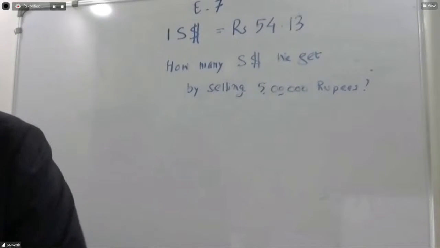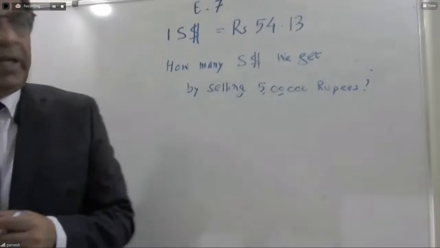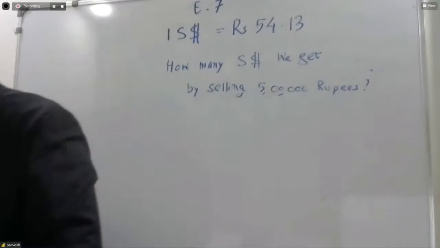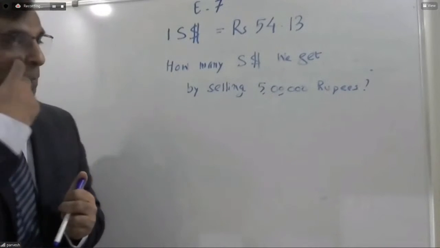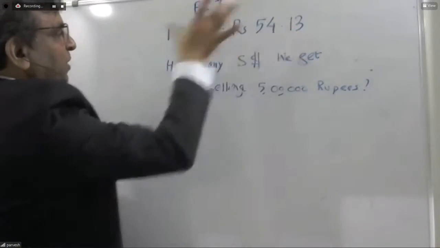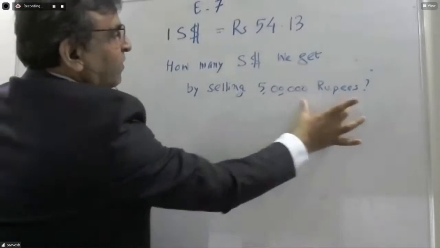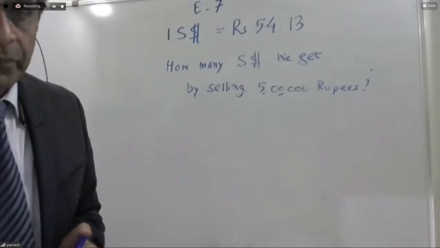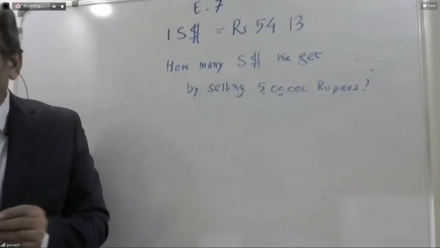Good. Pujita, you are following it. Very good. That was my purpose. If you're following that, that's great. So please now solve this question. So 1 Singapore dollar is equal to rupees 54.13. How many Singapore dollars do we get by selling 5 lakh rupees? So this is the question. Please put your answers on the screen.